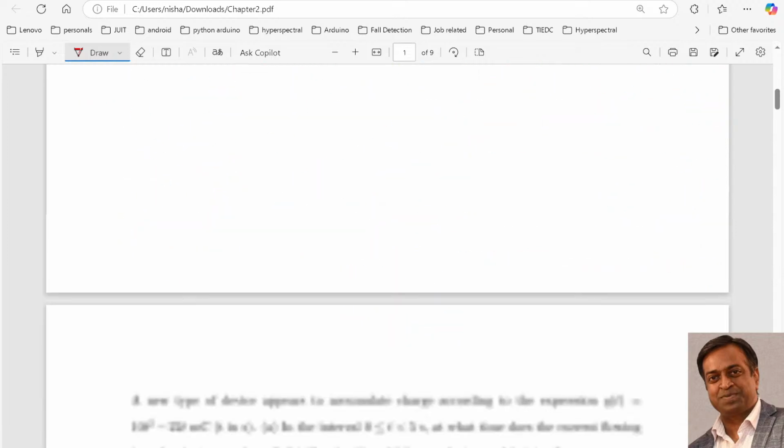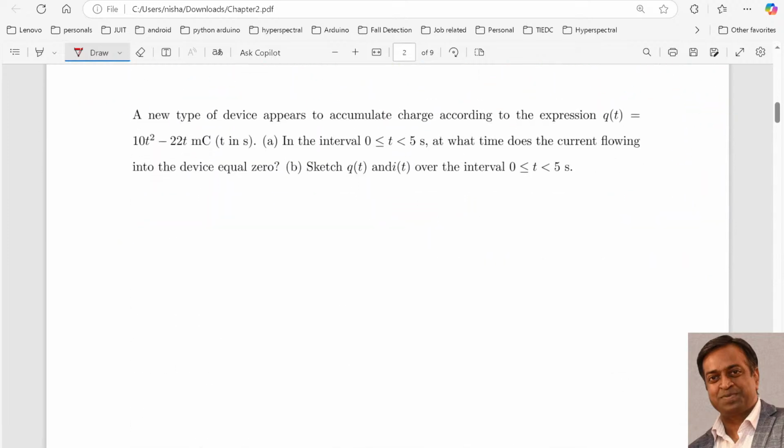Now coming to the next question. If I come to this part, the second question, it is given a new type of device appears to accumulate charge according to the expression q(t). So again q(t) is given, and over here it is asking that in the interval 0 to 5, at what time does the current flowing into the device equal 0. So we need to determine the time at which the current is 0.